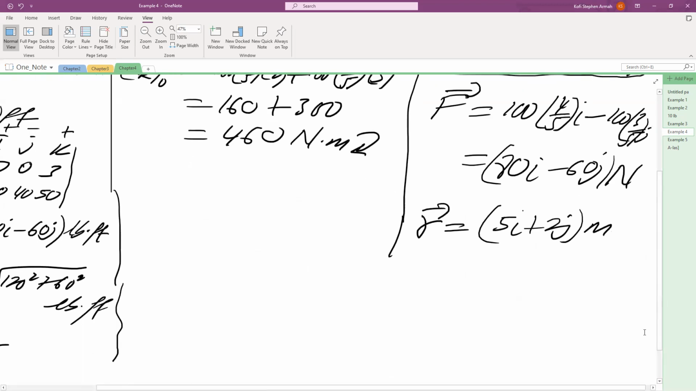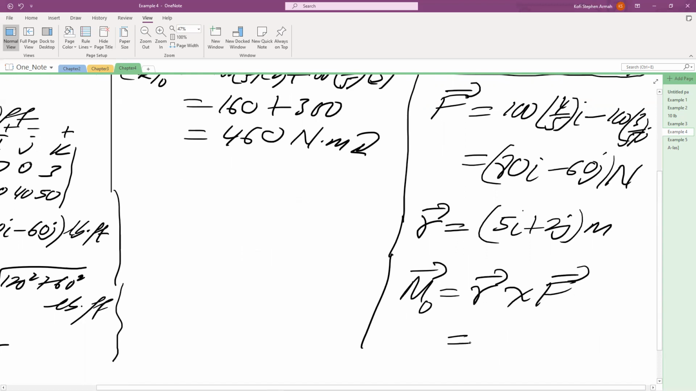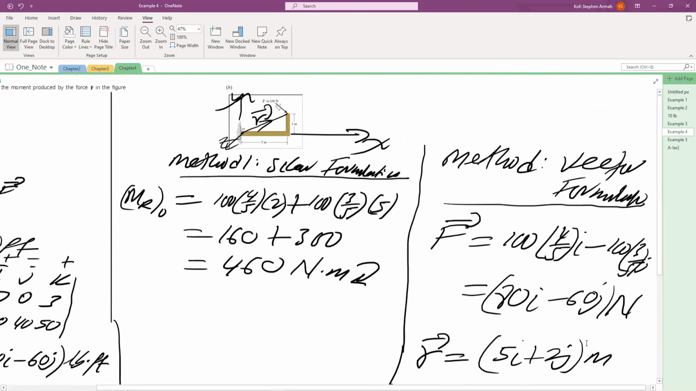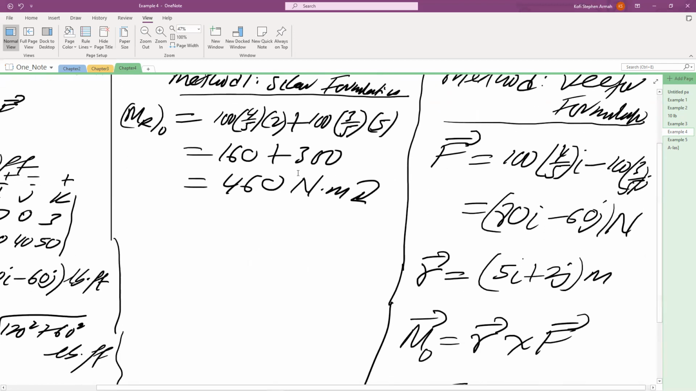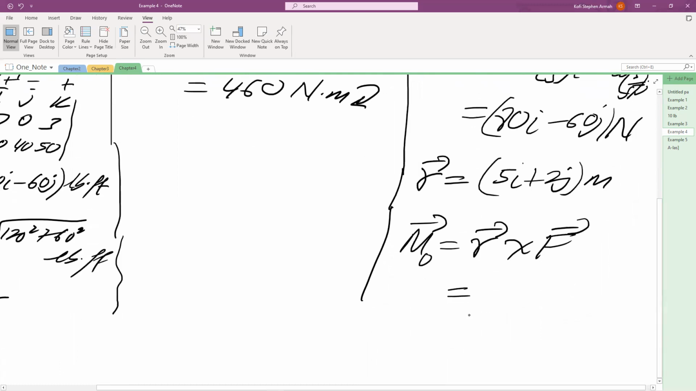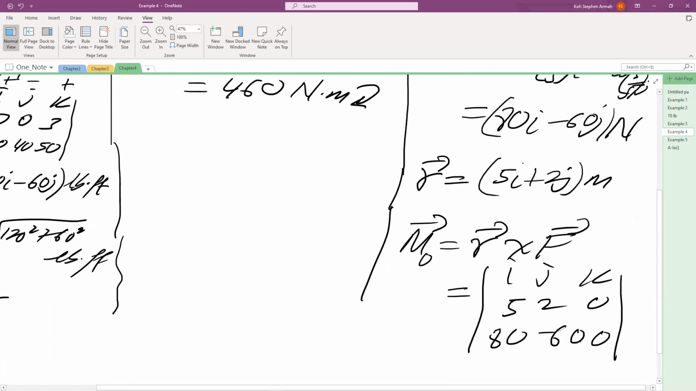Then you set up the moment about O, vectorially now. It's your r cross F. That's why you don't need to waste time. This is a 2D problem. If you want to do vector, you work too much compared to this simple thing. And that's what I want you to do. But I wanted to show you the link between these two, and that's my interest here. i, j, k. For this is 5, 2, 0, and for this is 80, minus 60, 0.